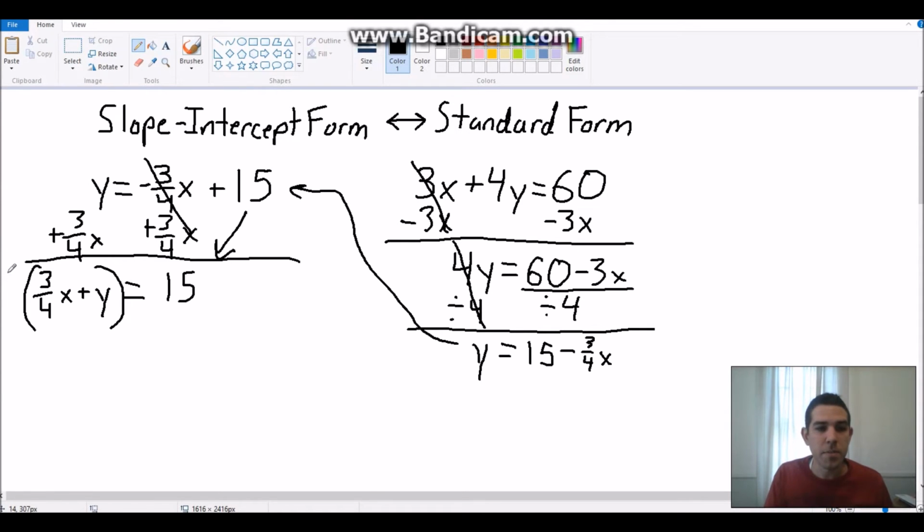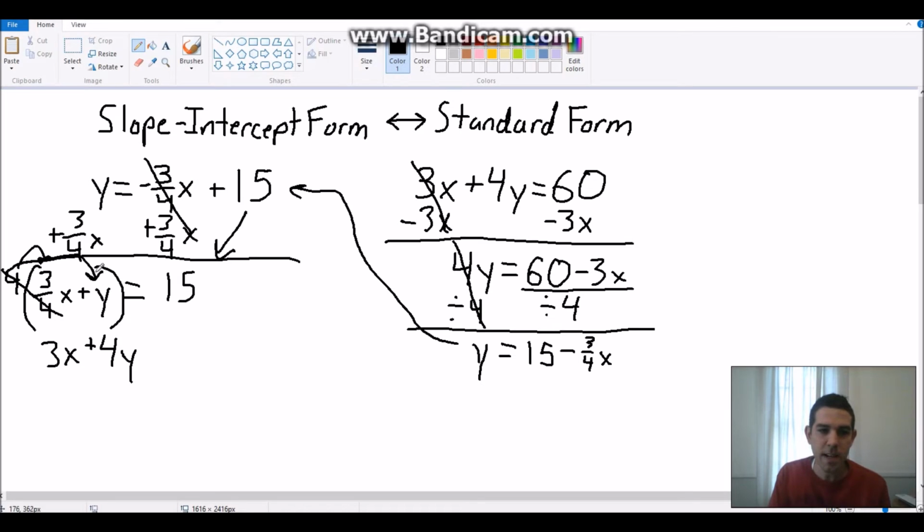So I'm going to do times 4 here. Times 4. What happens is the 4's cancel out, and I'm left with 3x. But hey, there's a parentheses here, which means I need to distribute the 4 to both sides. 4 times y is 4y. So you see we have the 4 times 3/4 makes 3x, and 4 times y makes 4y.